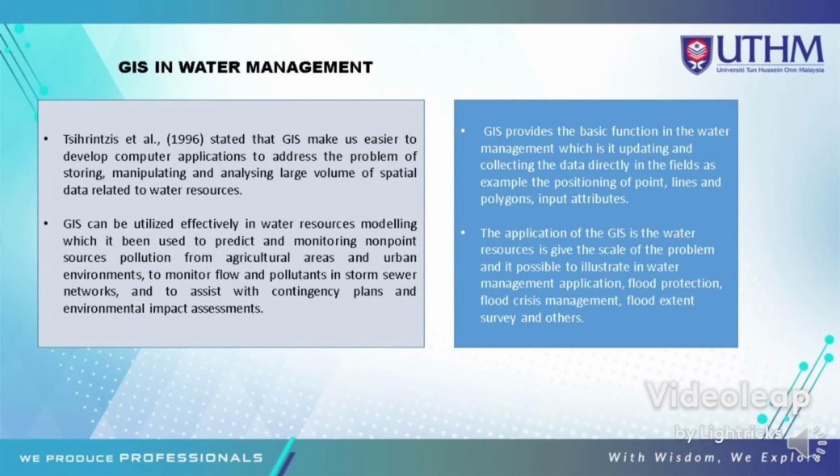environmental impact assessment. GIS provides the best function in water management with its updating and collecting data directly in the field. For example, the positioning of points, lines, polygons and input attributes. The application of GIS in water resources gives the scale of the problem, and it is possible to illustrate in water management applications, flood protection, flood crisis management, flood extent, survey and others.